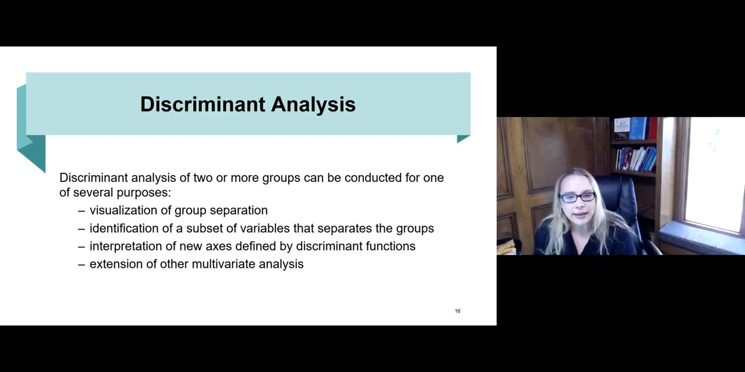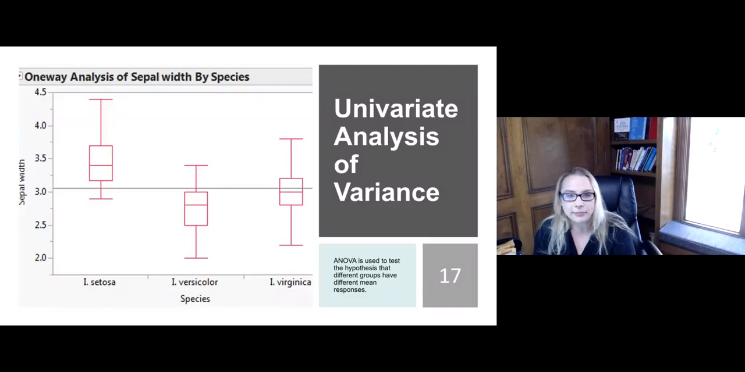And so ultimately, the way to think about this is we can start with data in groups, such as default or not default, and then we can do all these types of things with that type of information. We can visualize it to identify subsets of variables that separate groups, or we could do extensions of other multivariate analysis.